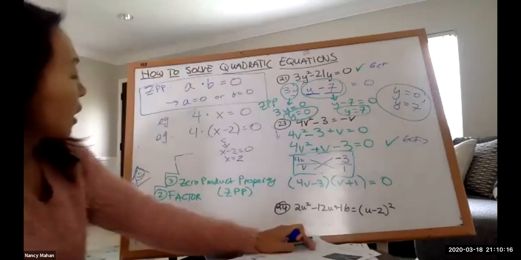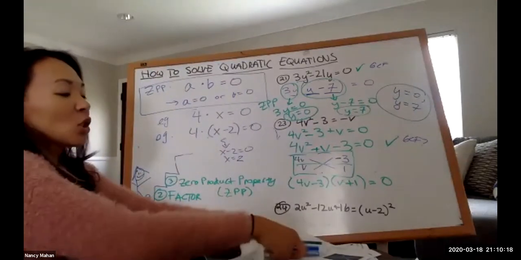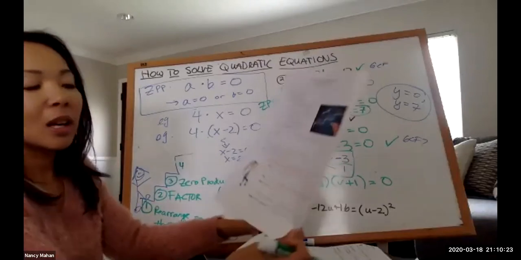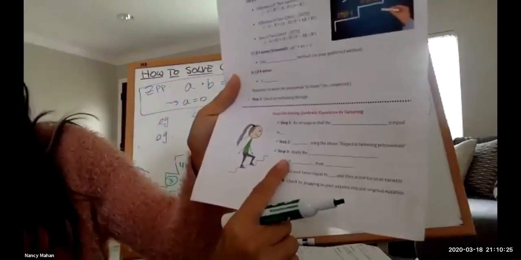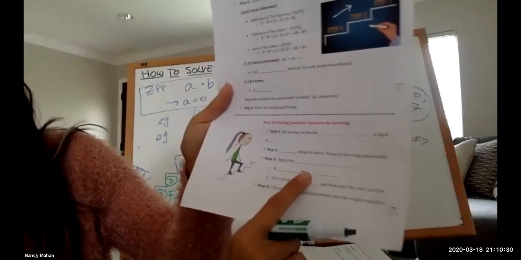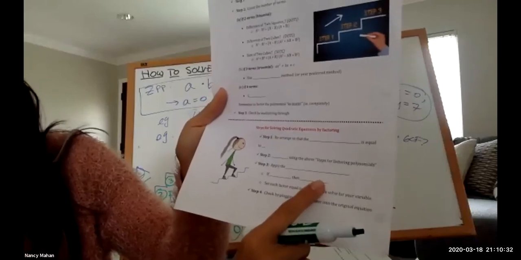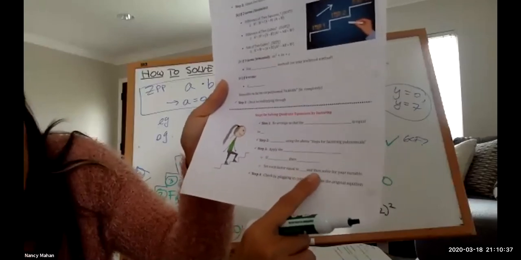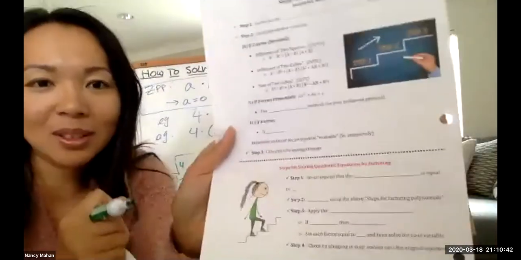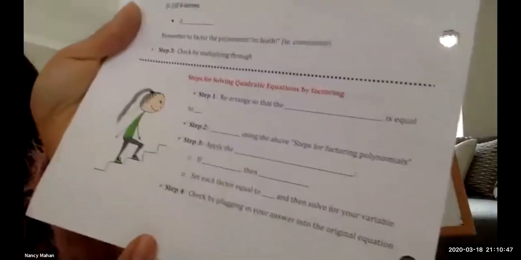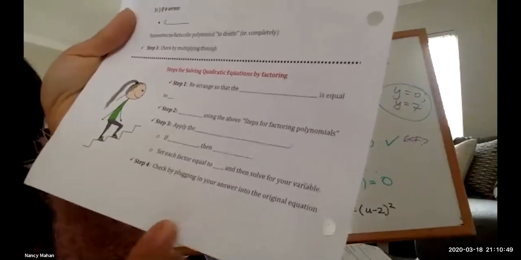And again, like all problems, the last step is to check your work. So what I'm going to put here is: if a times b equals 0, then a equals 0 or b equals 0. Set each factor equal to 0 and then solve for your variable. I'll fill this out later and then I'll post this up so you have the written form, but I'm just saying it to you in words. And then the last step here is to check by plugging your answer into the original equation.